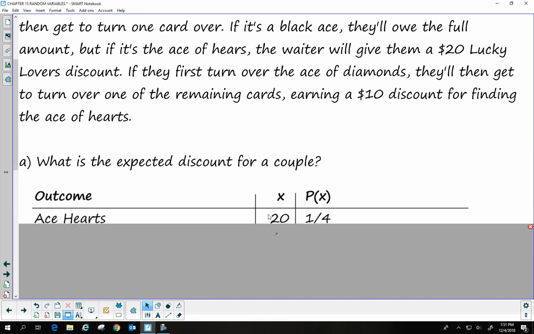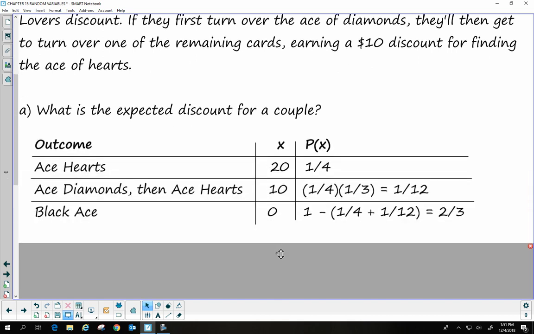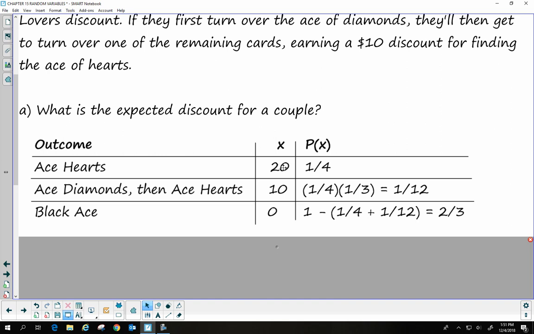So let's create a probability distribution here. Here's our values: 20 for an ace of hearts, $10 for an ace of diamonds, then an ace of hearts, and $0 for a black ace. So 25% chance of getting the ace of hearts the first time, getting an ace of diamonds and getting an ace of hearts. That's a multiplication probability.